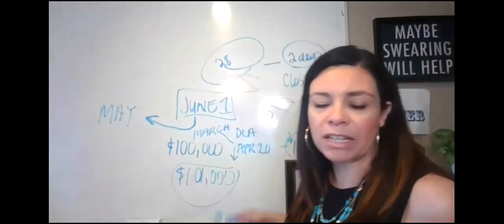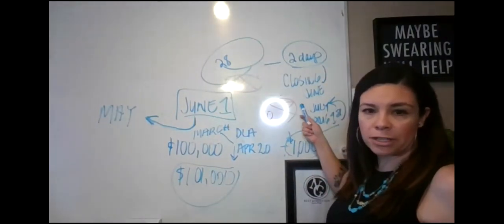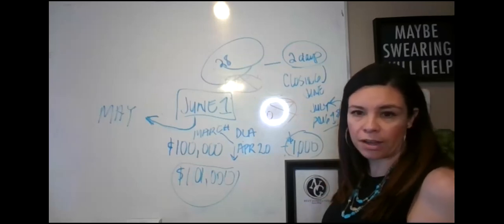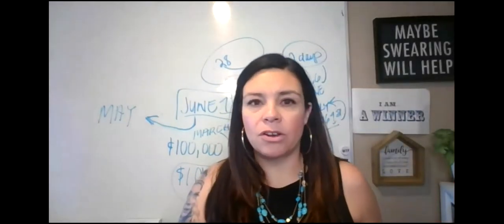And then I explained to them, that's why you won't have a payment until August 1st, because we're closing in June. So we're already collecting the days of interest. Your August 1st payment will actually cover the month of July. Okay. Any other questions?